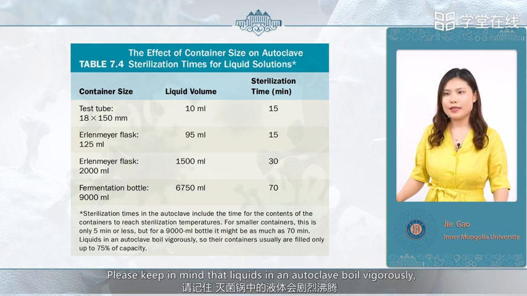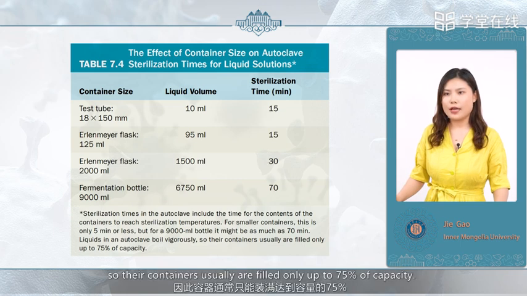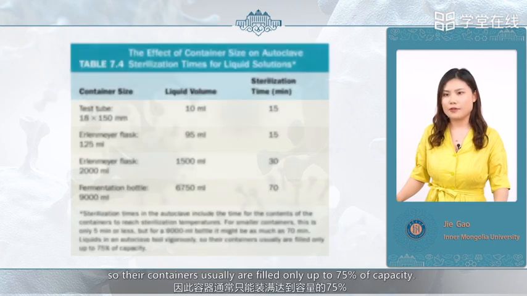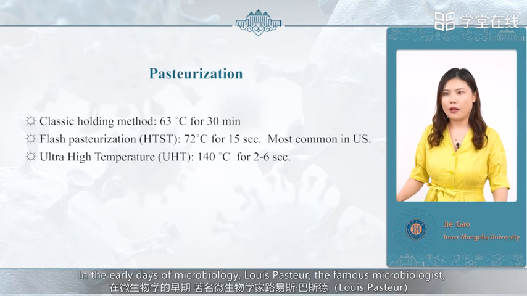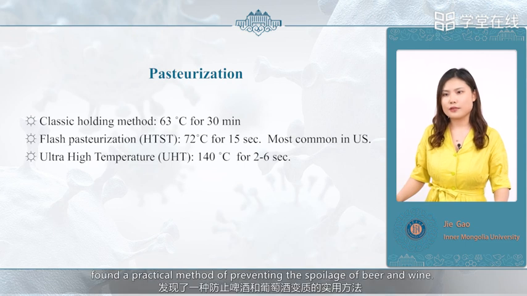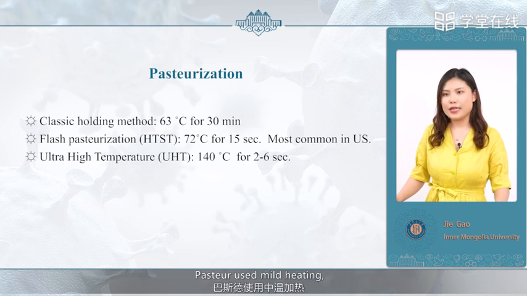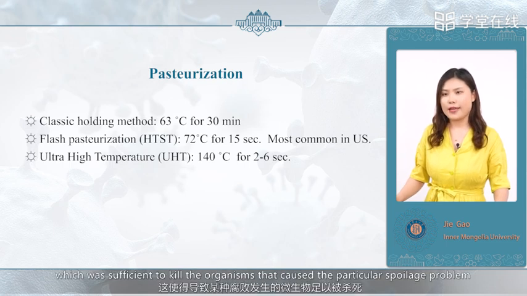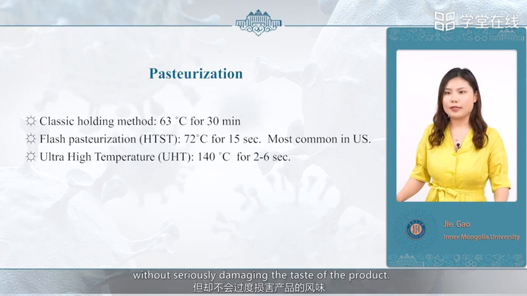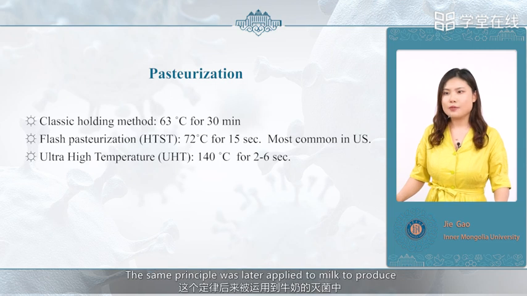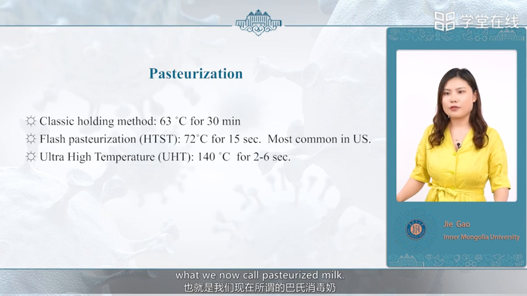Please keep in mind that liquids in an autoclave boil vigorously, so their containers usually are filled only up to 75% of capacity. In the early days of microbiology, Louis Pasteur, the famous microbiologist, found a practical method of preventing the spoilage of beer and wine. Pasteur used mild heating, which was sufficient to kill the organisms that caused the particular spoilage problem without seriously damaging the taste of the product. The same principle was later applied to milk to produce what we now call pasteurized milk.